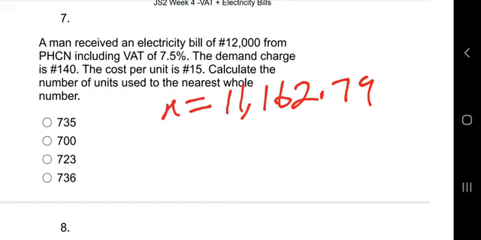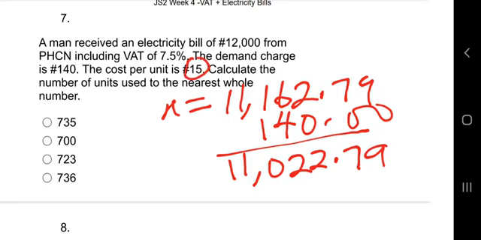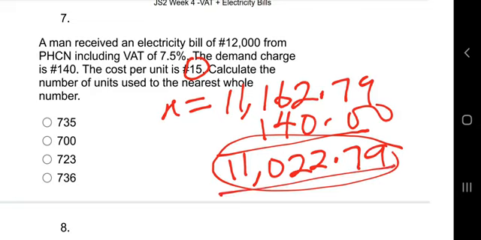And in this one, don't forget that we have demand charge of 140. So the demand charge is already inside this one. We are going to subtract the demand charge, which is 140, and this will give us 11,022 naira 79 kobo. Now, this is the cost of electricity used without VAT and without demand charge. So the number of units multiplied by the cost per unit, which is 15 naira, will give us this. Is that clear? So for us to get the number of units used, we are going to divide this by 15 naira.